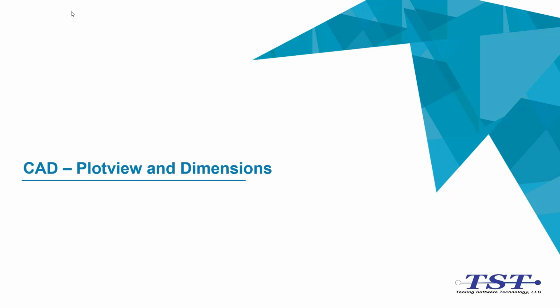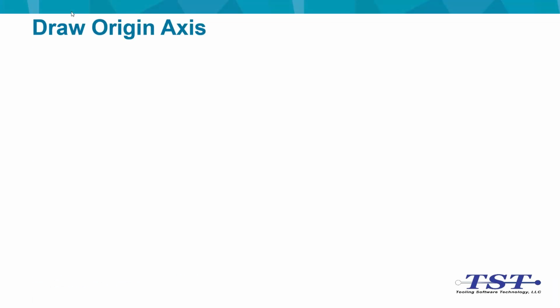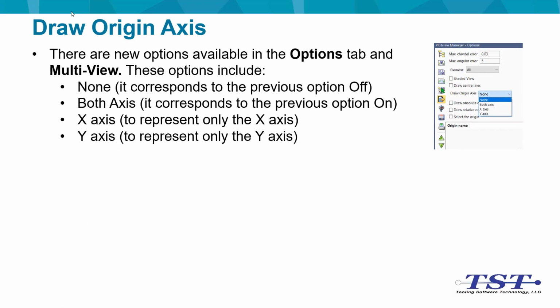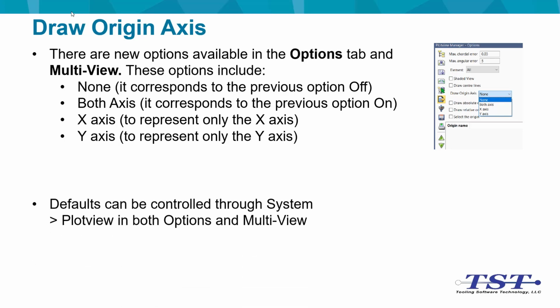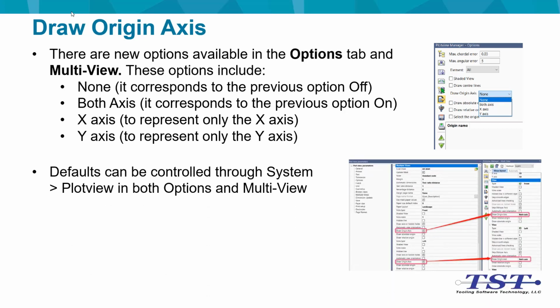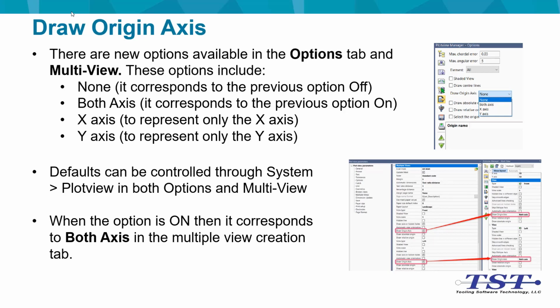So we'll go into the new CAD and plot view dimension areas. Within plot view, we now have the ability to use draw axis origin. This new option is available under the options tab and multi-view tab. So basically you could choose whether it's going to draw no orientation or origin. You can do it on both sides. You could do it on the X side or the Y side. The default can be set under System, Plot View, and Options and Multi-View. So you can see there's where your options are. When it's on both sides, it corresponds with both sides in the multi-view creation.